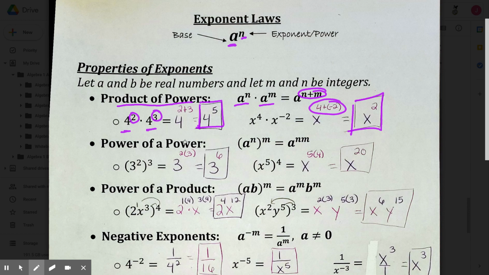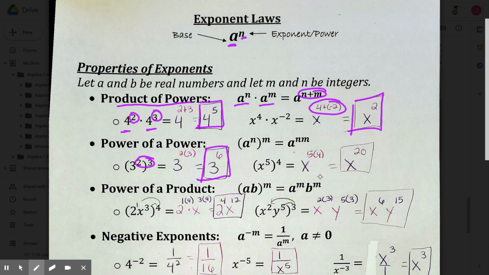Power of a power means I am bringing my exponent and raising it to the third power in this case. So I'm raising an exponent to a power. All that tells us is we're going to keep our base and multiply our exponents. So 2 times 3 gives us 6. Keep your base of 3.